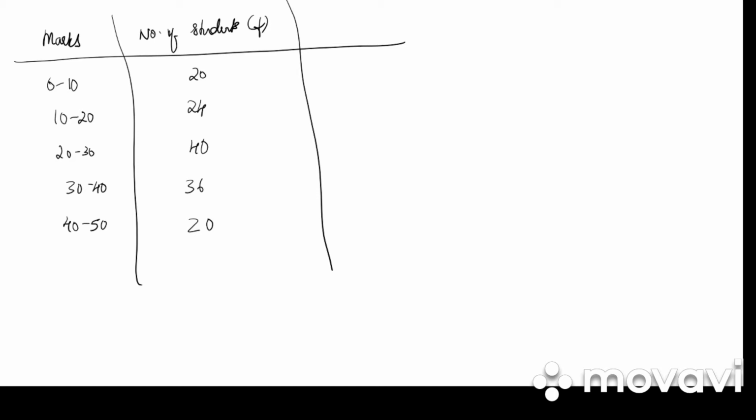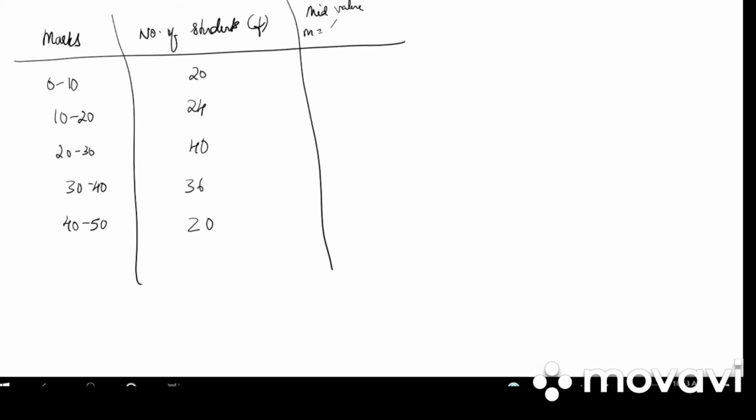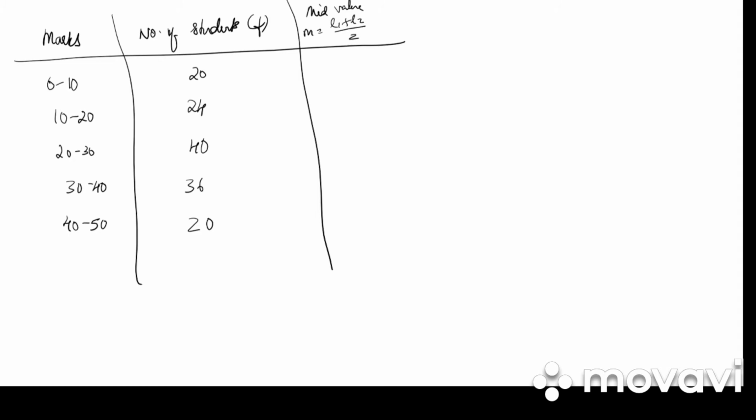Next we need to find out mid value. How can we find out the mid value? So the formula is L1 plus L2 divided by 2. So 0 plus 10 divided by 2 we get 5. 10 plus 20 divided by 2 we get 15. 20 plus 30 divided by 2 we get 25. 30 plus 40 divided by 2 we get 35. 40 plus 50 divided by 2 we get 45.